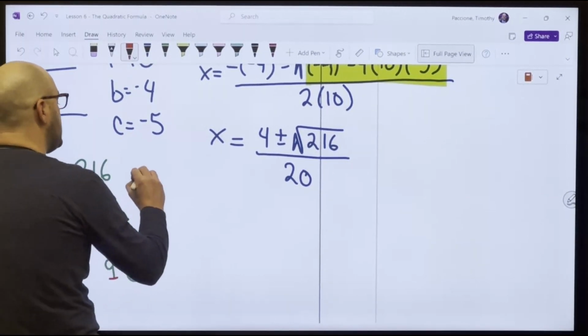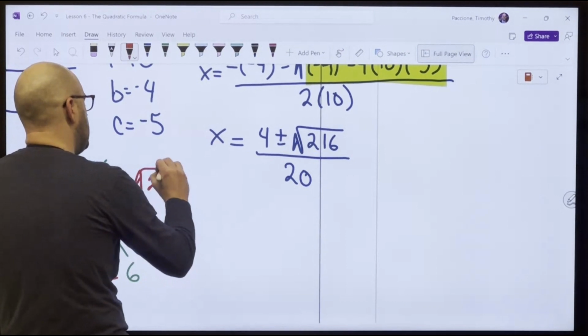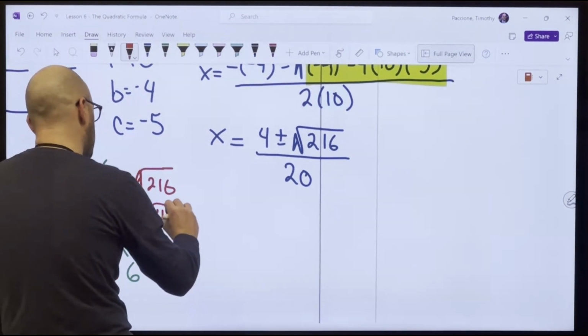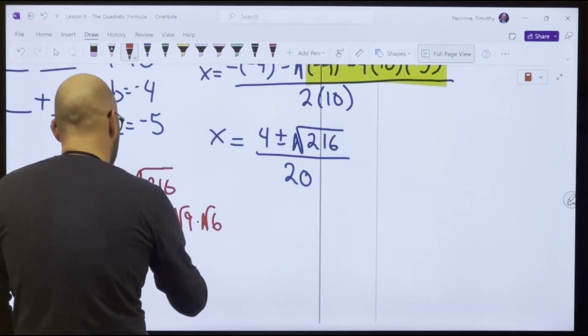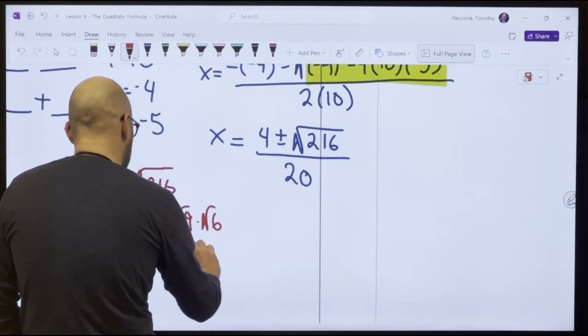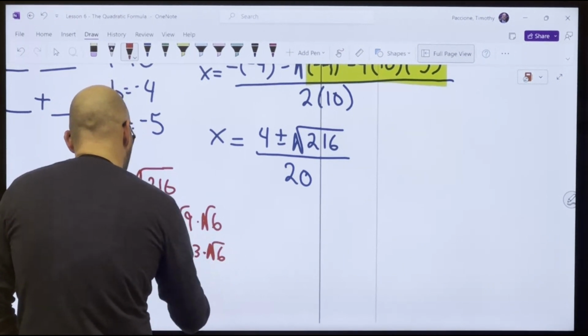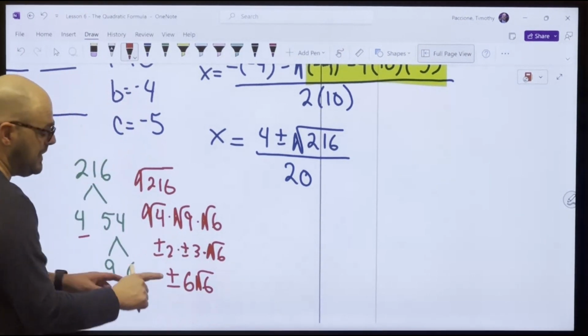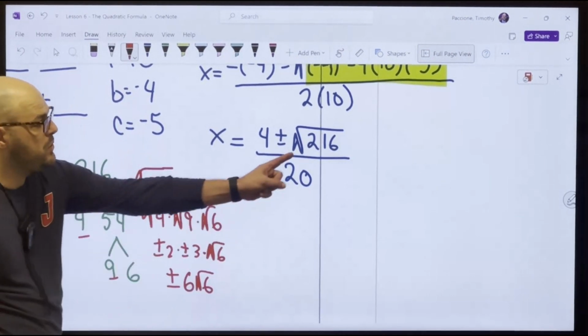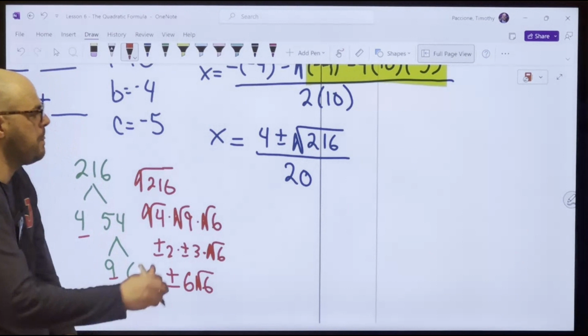So square root of 216 is actually square root of 4 times square root of 9 times square root of 6. That's plus or minus 2 times plus or minus 3 times square root of 6, or plus or minus 6 square root of 6. So I'm going to take what I just found and put it in the place of 216.